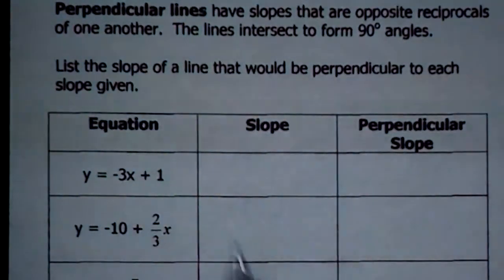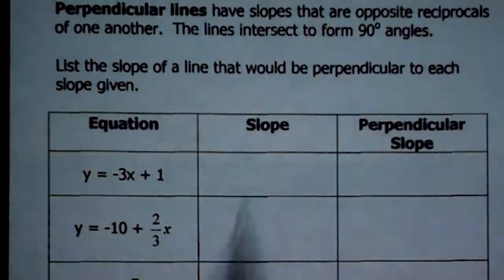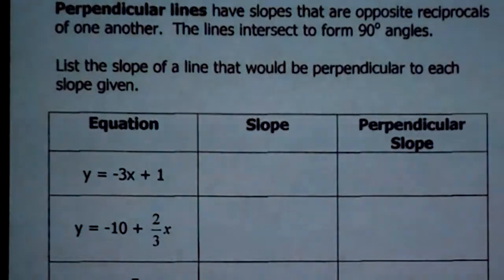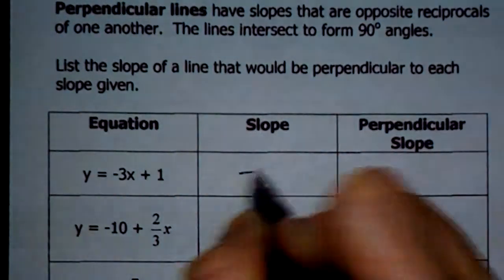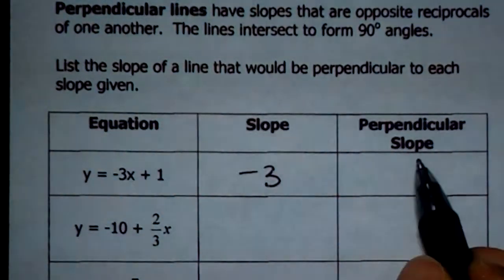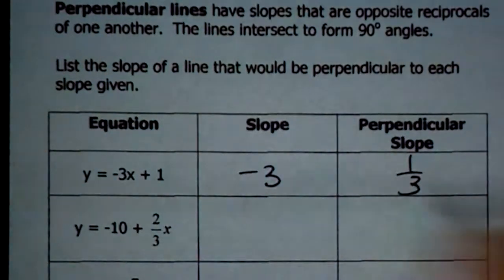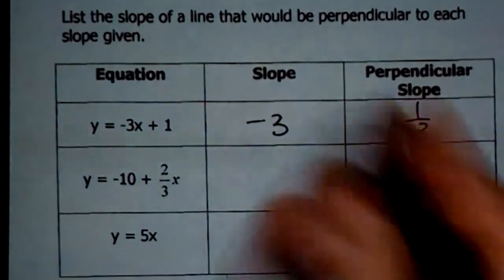So this says, list the slope of a line that will be perpendicular to each slope given. So, first off, in this equation, what is the slope? It's negative 3. The perpendicular slope would be opposite, so it would be positive, and reciprocal, which would be 1/3. So that's what I mean when I say opposite reciprocal. With this equation here, the slope of that is 2/3.